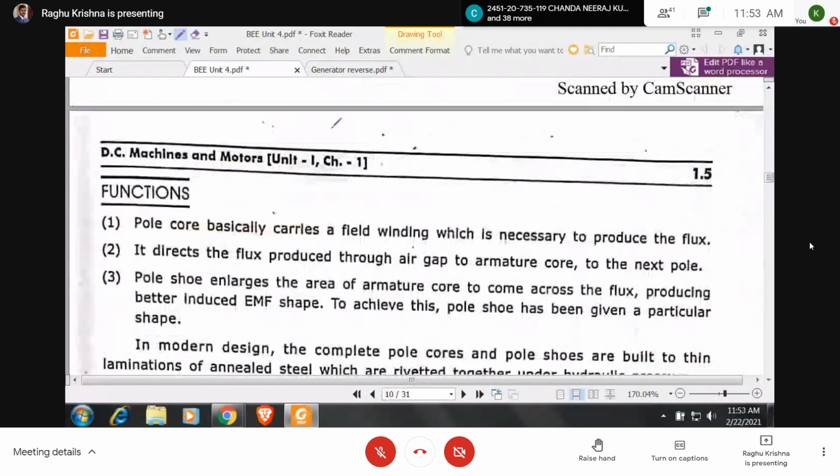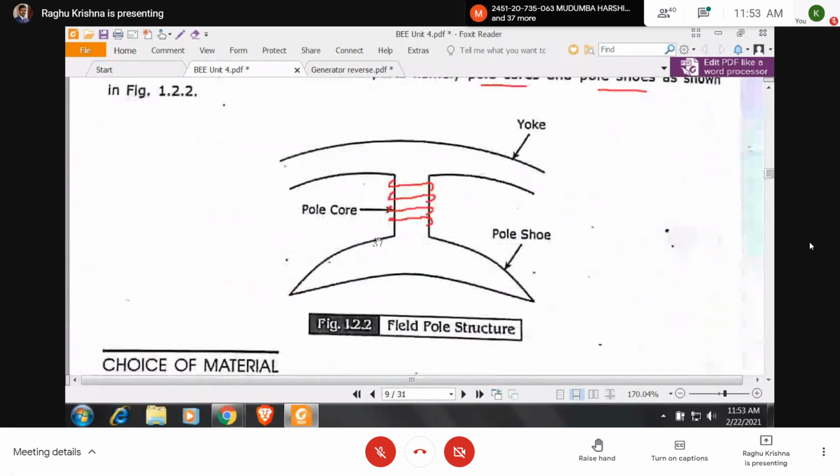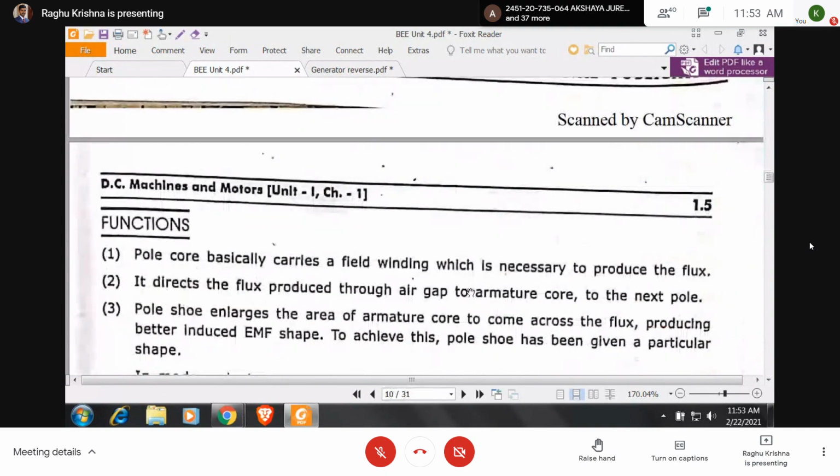Next, what are the functions of the pole core and the pole shoe? Let us see here. The pole core basically carries a field winding, as I showed you. This is necessary to produce the flux. Due to the field winding only, you are going to produce the flux. If you pass current through this winding, you are going to get a magnetic flux. Next, it directs the flux produced through the air gap to the armature core and to the next pole.